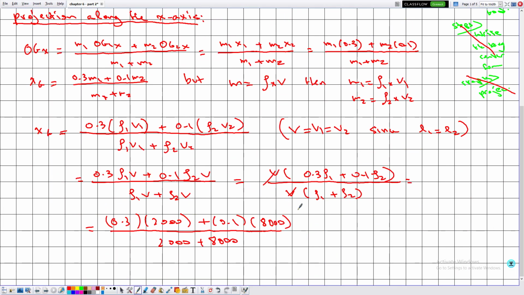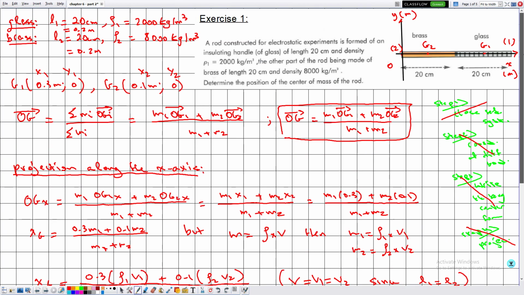Now plugging this fraction on the calculator, the value of xG is given by 0.14. Since everything is expressed in the SI, the value of xG will be expressed in the SI, which is meters, which is equal to 14 centimeters. Why have I converted this value to centimeters? Because the dimensions are given in centimeters. Okay, so now let me say that xG is equal to 14 centimeters.